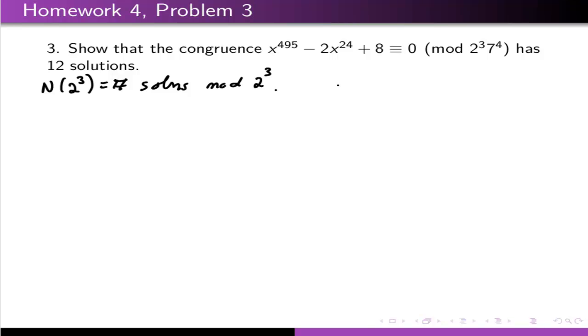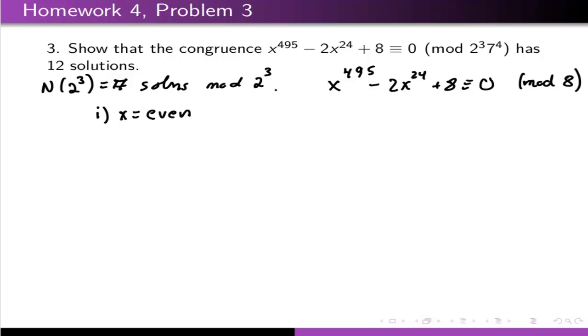So take this congruence mod 8, and find all the solutions. Well, there's two cases to think of. Case 1, x is even. And if x is even, I claim you can solve that congruence very readily. And we're counting how many distinct values mod 8 there are. So find all the distinct values mod 8 when x is even. And then case 2, x is odd.